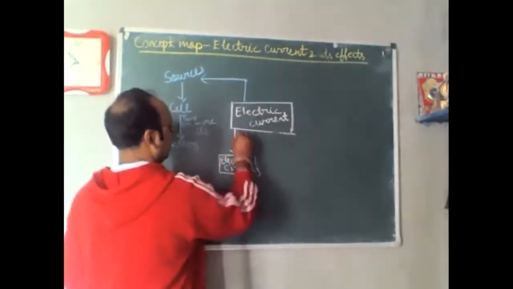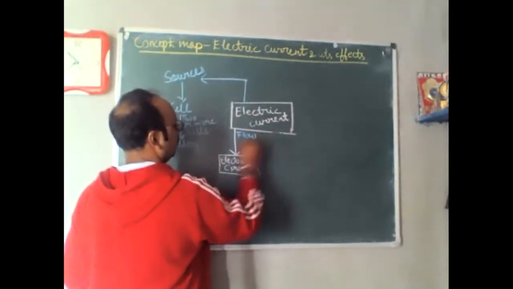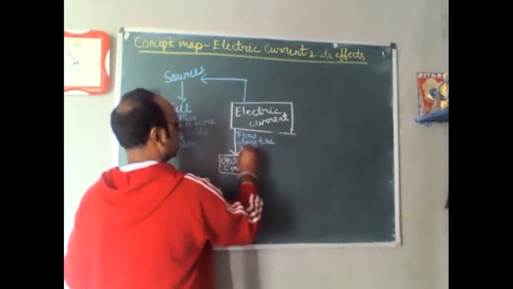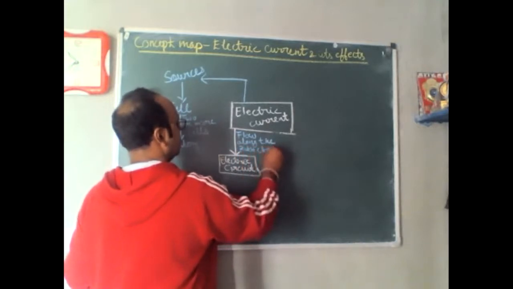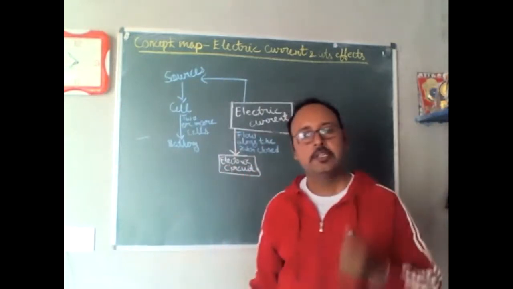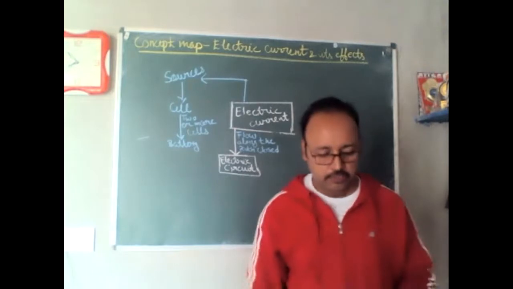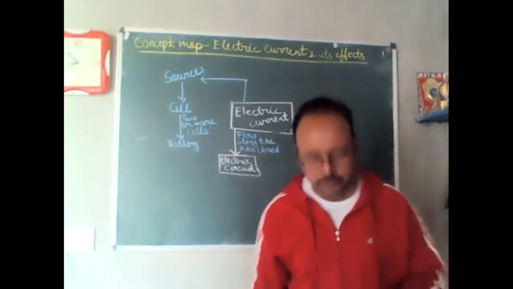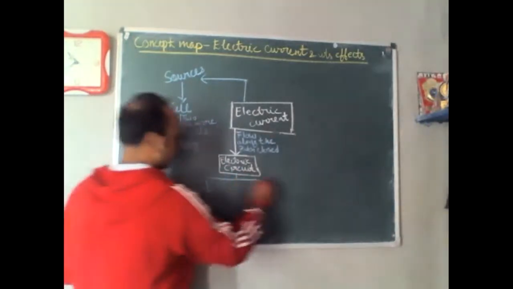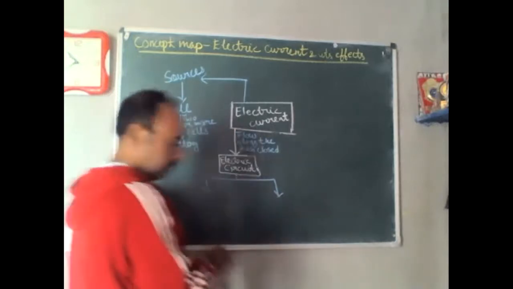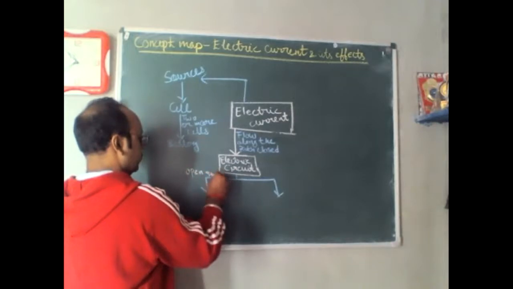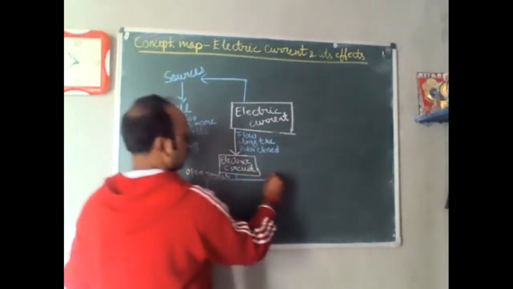electric circuit. Electric circuit is flow along the closed path. That means the electric current can flow through the path, closed path, that is known as electric circuit, which we have already discussed, right? Now, electric circuit are of two types. One is open switch, closed switch.